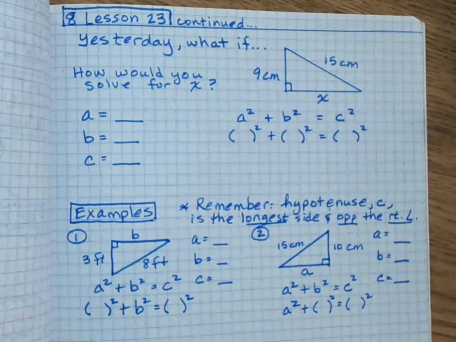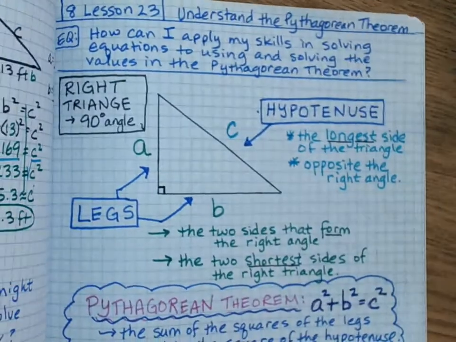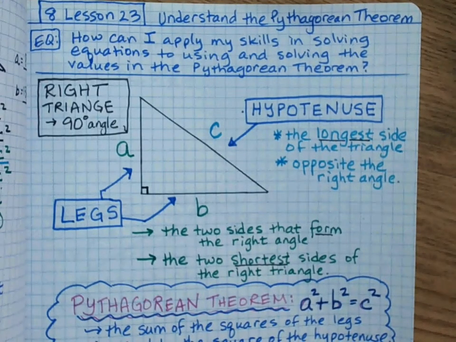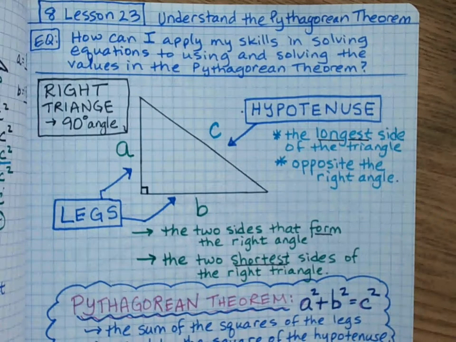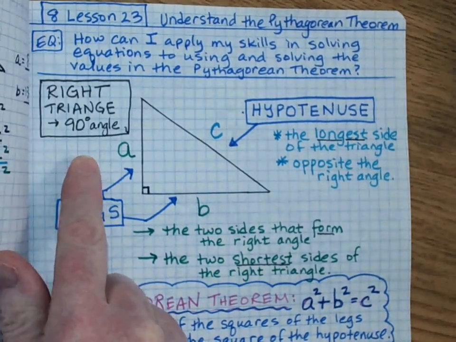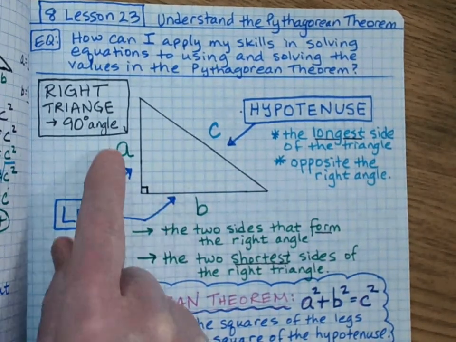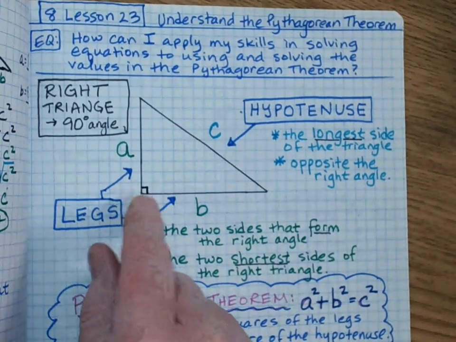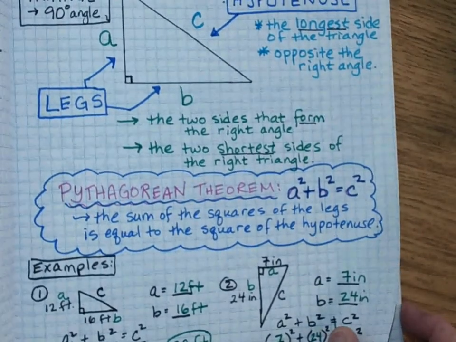Alright, welcome back. This is day 2 of lesson 23. Just a reminder, our essential question is, how can I apply my skills in solving equations to using and solving the values in the Pythagorean Theorem? The Pythagorean Theorem applies to a right triangle. You have to have a 90-degree angle. The legs are the short sides that form the right angle, and the hypotenuse is the longest side that is opposite the right angle. The Pythagorean theorem is a squared plus b squared equals c squared.